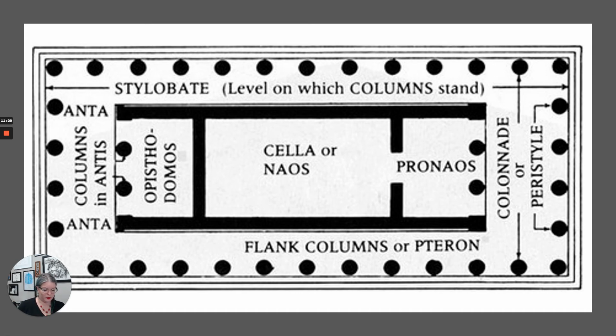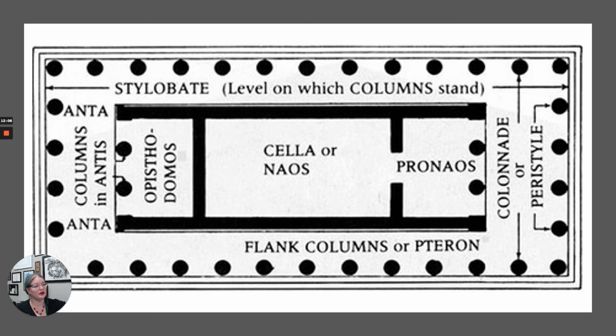So when we're looking at the breakdown of this thing, we have our stylobate, that's like the base that everything sits on. We have our columns all the way around. The flank columns are called the pteron, P-T-E-R-O-N. We have our peristyle, the columns all the way around. We also have the colonnade, which is the front columns. We have the columns in antis, meaning the back. The back porch kind of area of the stylobate is called the anta.